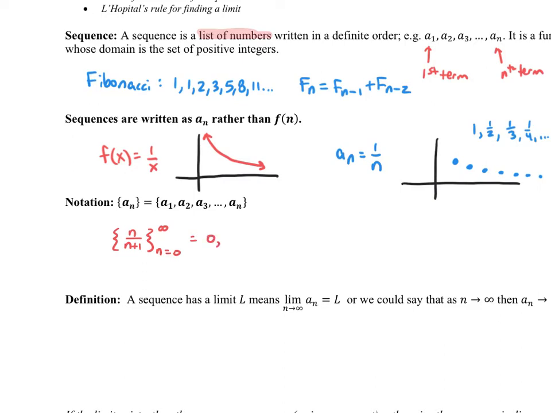N would be 1. Your next term would be 1/2. Then n would be 2, you would have 2/3. N would be 3, you'd have 3/4, and then so on. Okay, so in terms of notation, it's just important to know how it looks.